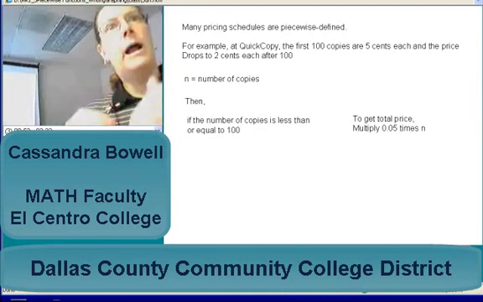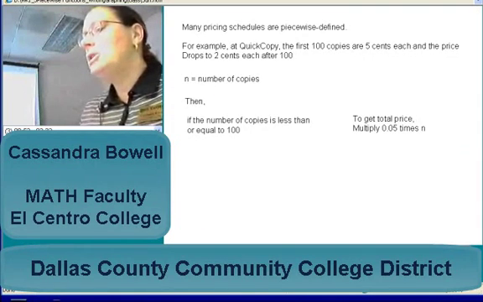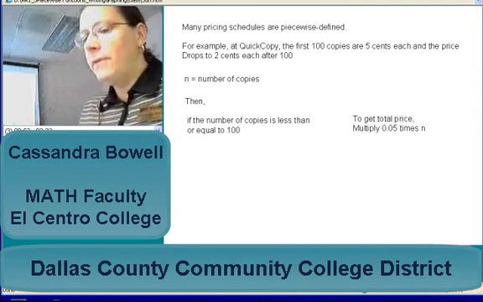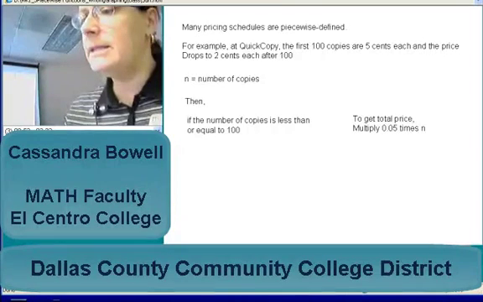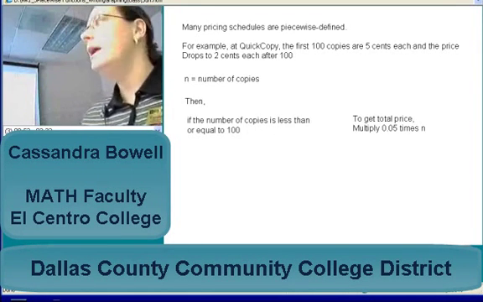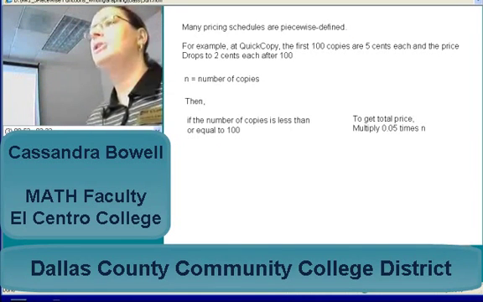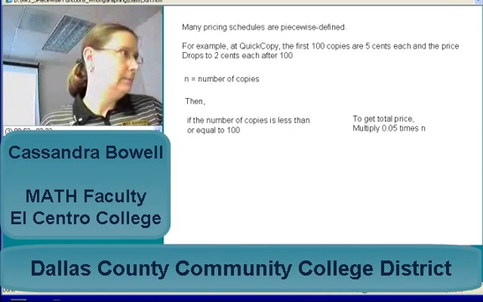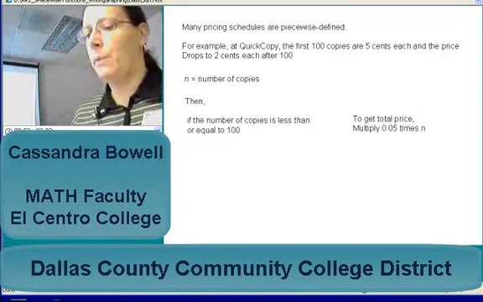That's what we're after here, that the rule changed. We have n as the number of copies. Depending on how many copies you get, the rule for calculating how much it costs changes. Okay, so let's see what this will end up looking like.